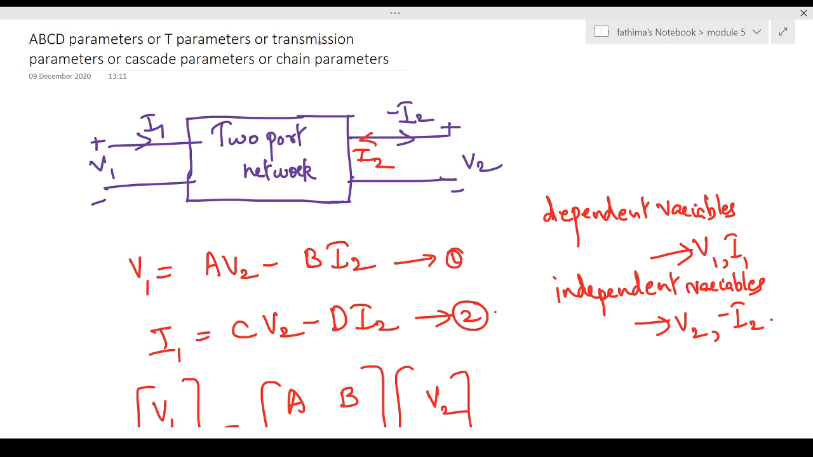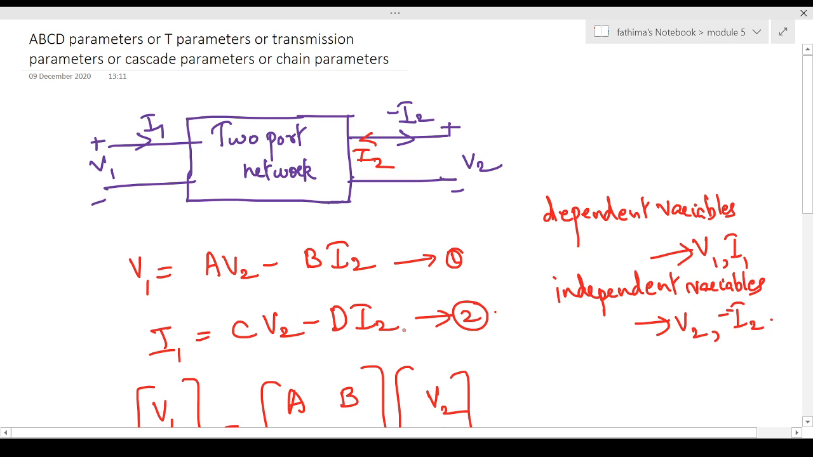Okay, next, in the case of ABCD parameters, here we will designate the input port as the sending end and the output port as the receiving end. Here we can see the dependent variables are V1 and I1, and the independent variables are V2 and minus I2.